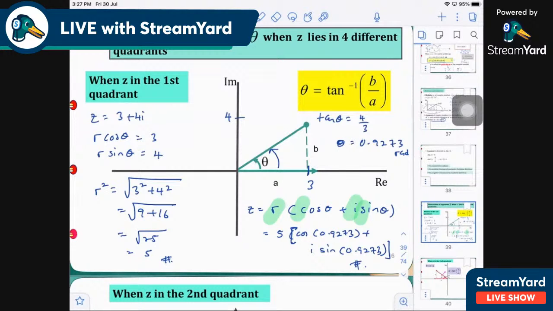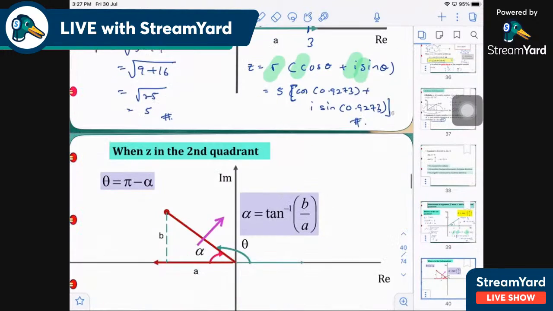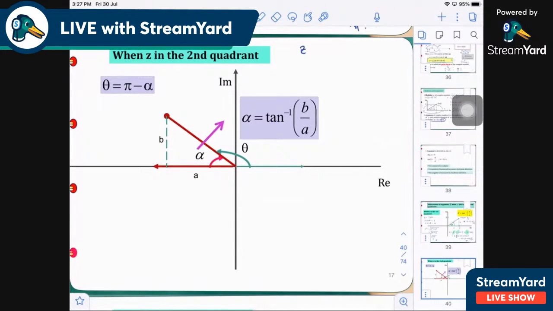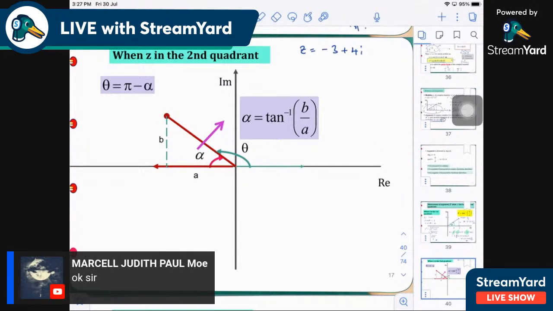Okay, bagus. Now let's go to the second quadrant. If you look at the second quadrant, I give one more example here. I put negative 3 plus 4i, purposely. There's a reason for this. So here we know a is negative 3, and b is going to be 4. We know that already, right? Because the coordinate is here, negative 3, 4.